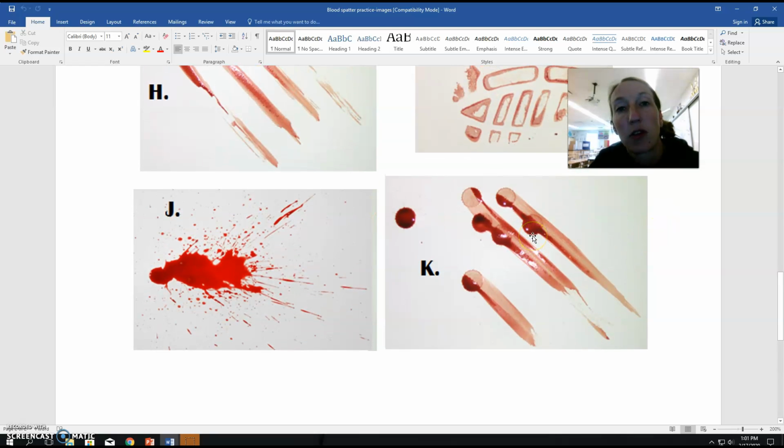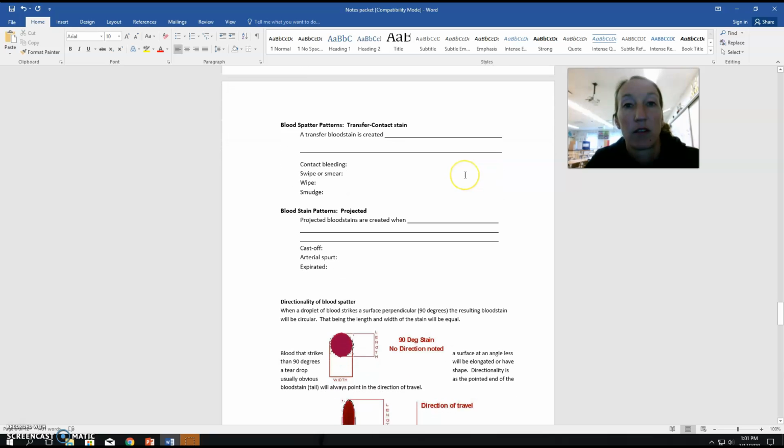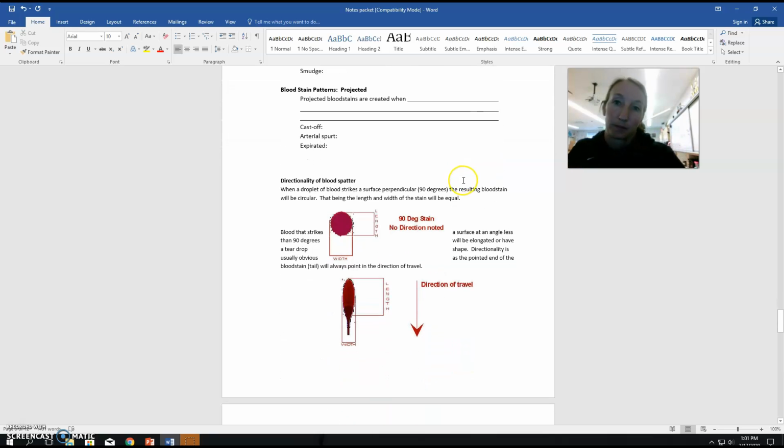And K, there's two things going on here with K. You have passive blood drops, but then a transfer contact happened and it got wiped through. So here is your wipe pattern. And then finally, you do have these skeletonized blood drops where it was drying and then it got wiped through. So you got skeletonized. All right, so that kind of reviews through the different types of blood spatters we've talked about.